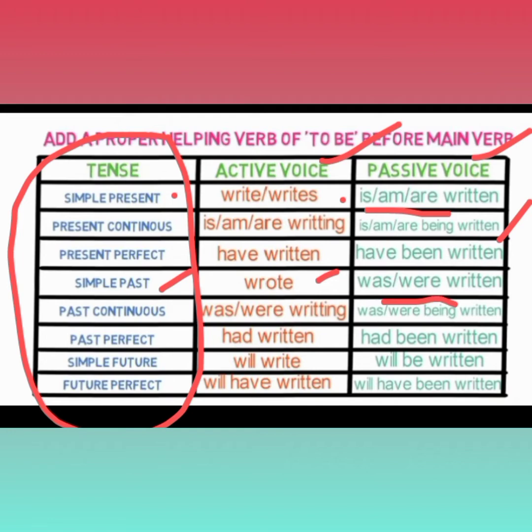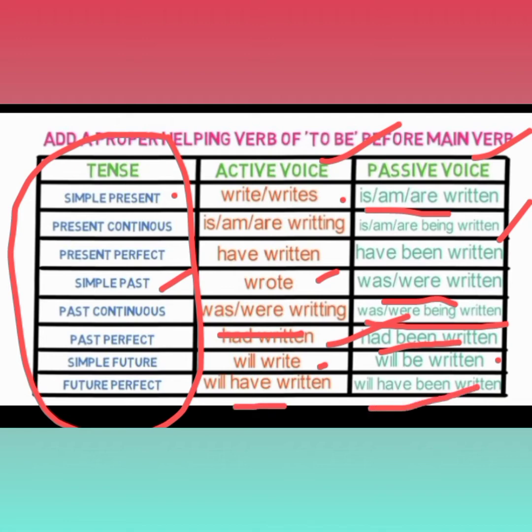For past continuous tense, if the active voice is in past continuous tense, you have to use was or were plus being plus written. Okay, if it is in past perfect tense, you have to use had been written. Okay, that means third form of the verb. For simple future, will be written, that is will be plus third form of the verb. And for future perfect, will have been plus third form of the verb.